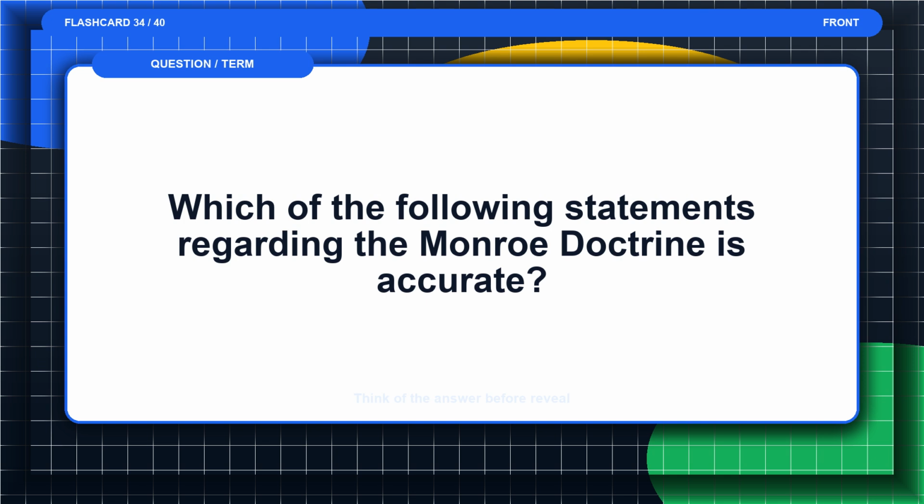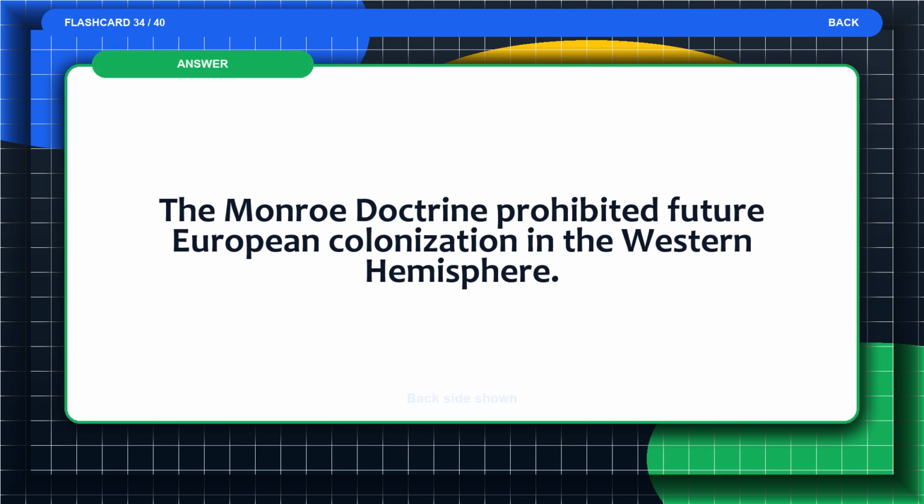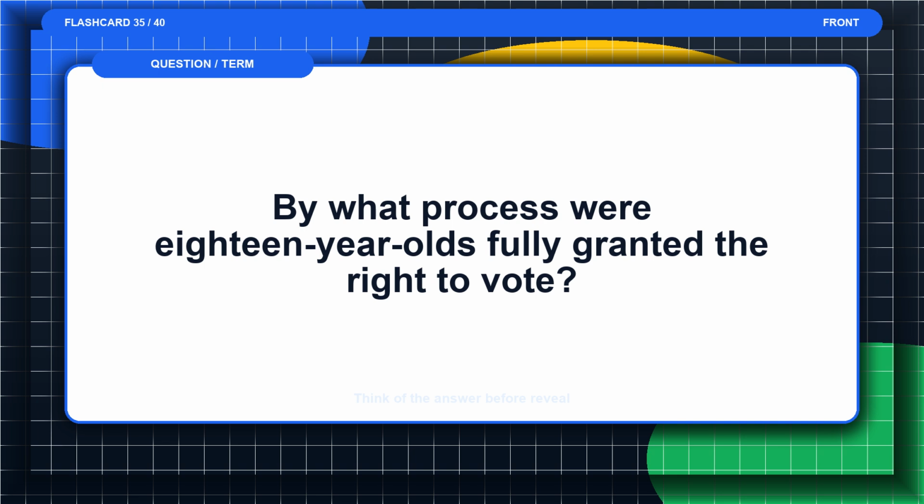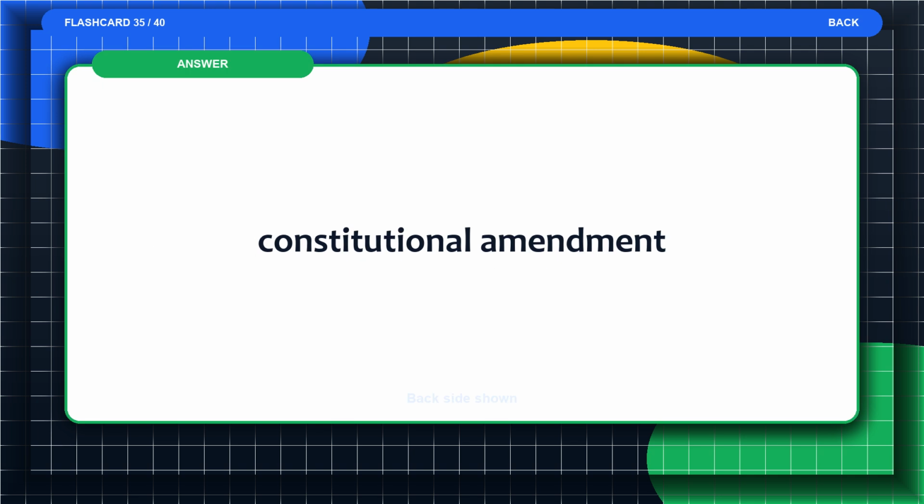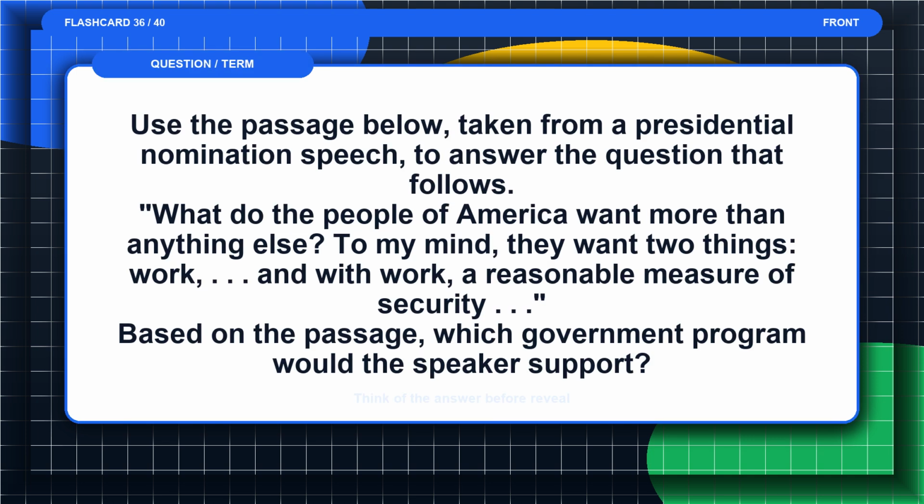Flashcard 34. Which of the following statements regarding the Monroe Doctrine is accurate? Think of the answer before the reveal. The answer is: the Monroe Doctrine prohibited future European colonization in the Western Hemisphere. Flashcard 35. By what process were 18-year-olds fully granted the right to vote? Think of the answer before the reveal. The answer is constitutional amendment. Flashcard 36. Use the passage below, taken from a presidential nomination speech, to answer the question that follows. What do the people of America want more than anything else? To my mind, they want two things: work, and with work, a reasonable measure of security. Based on the passage, which government program would the speaker support? Think of the answer before the reveal. The answer is New Deal.